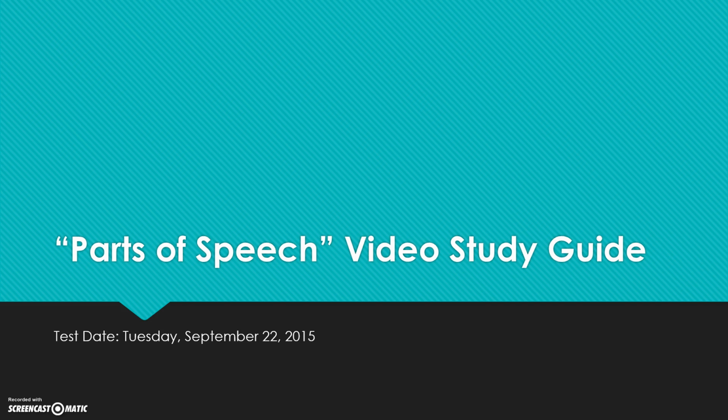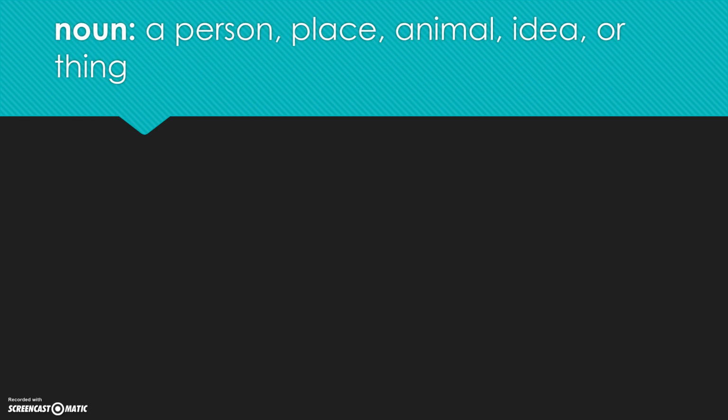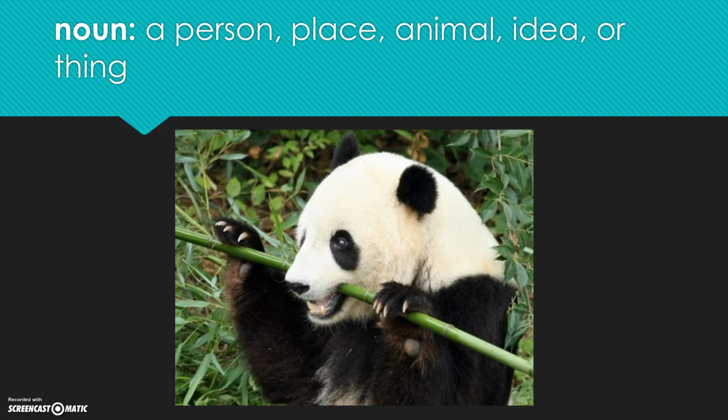Tuesday, September 22nd. So the first part of speech that we discussed were nouns, and the definition we have for nouns would be a person, place, animal, idea, or thing. In the example of a noun we'll use here, to stick with our social studies theme for the last week or so, we'll use panda, which of course falls into the animal category of nouns. It could also be a person, it could also be a location, the name of a place, it could be just ideas or any other thing you could possibly think of.